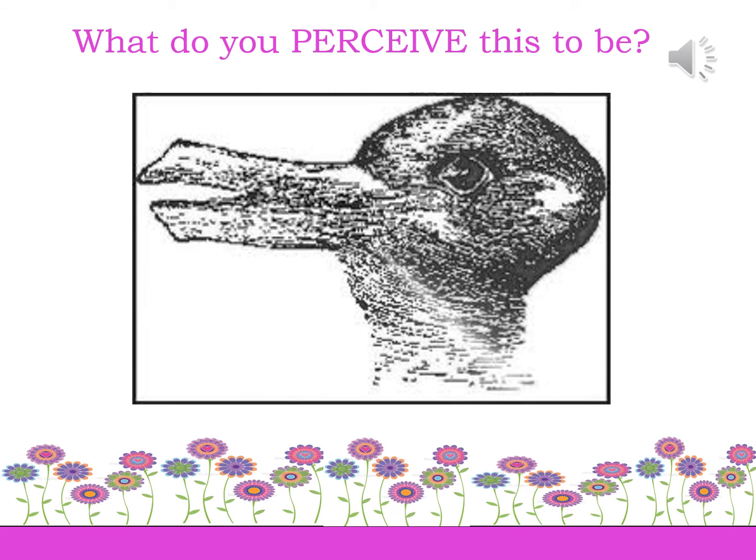Let's continue with the topic of perception. What do you perceive this image to be? You should actually see it as 2 different animals, both a rabbit and maybe a seagull. If you're having trouble finding both, the beak of the bird would be the ears of the rabbit.